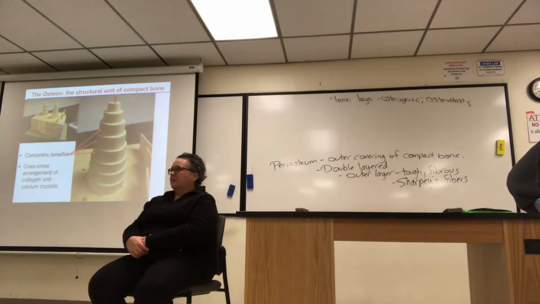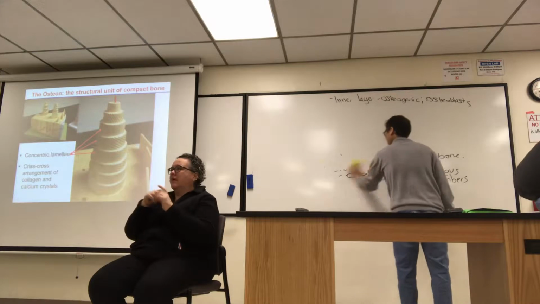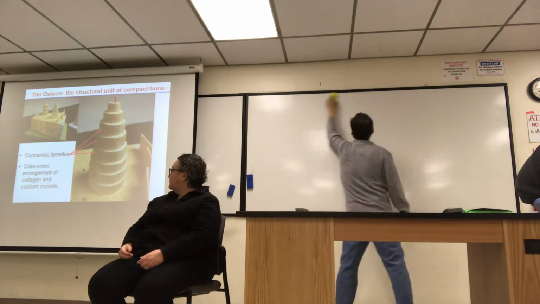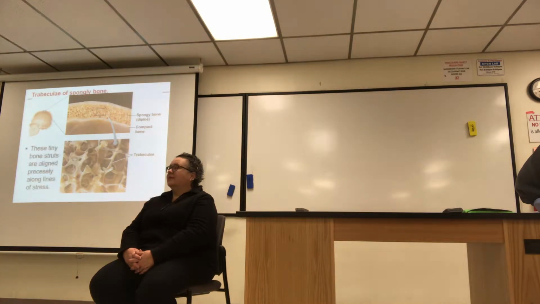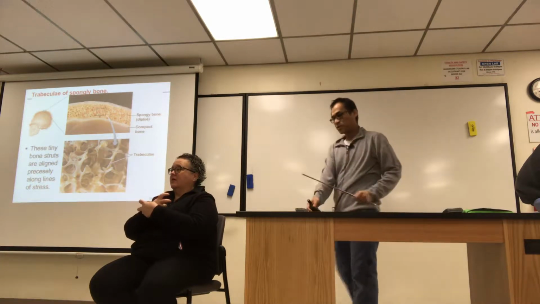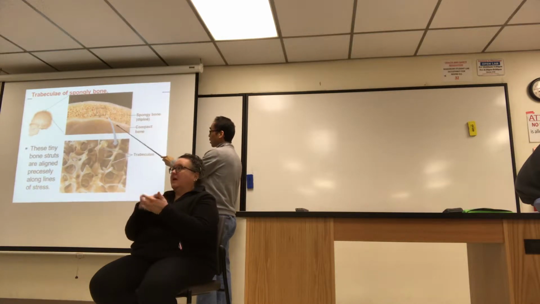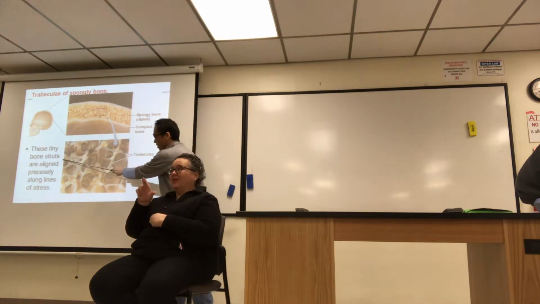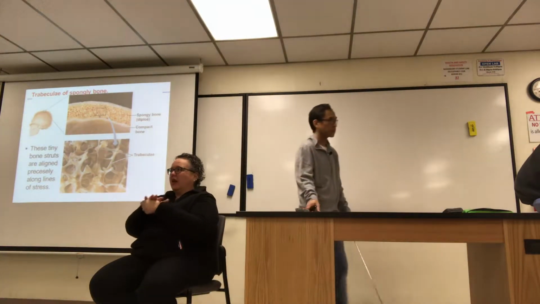So this slide shows you the alternating arrangement of collagen in crystals. This is showing you the arrangement of flat bone. And that flat bones have spongy bone in the middle, and compact bone on the outer edges. And if you take a microscope and look at the trabecular bone, you have these little tiny struts. And they're aligned precisely along lines of stress, so they don't crack under pressure.